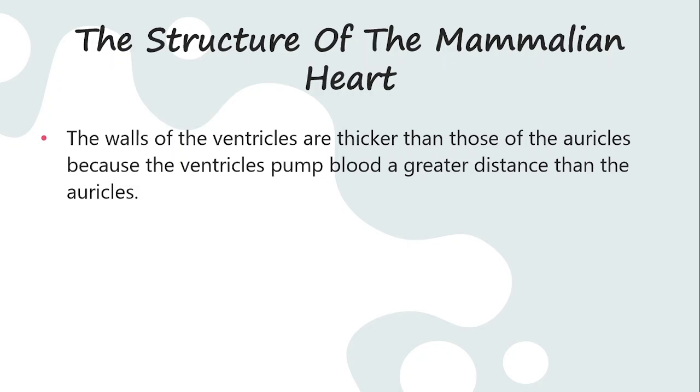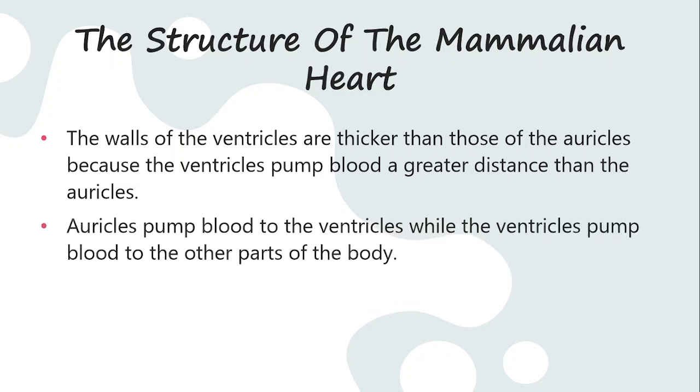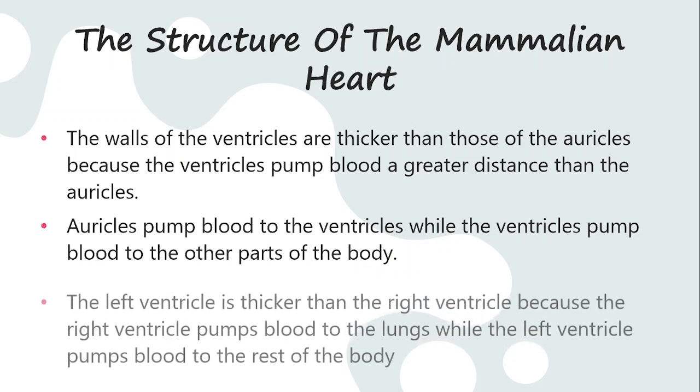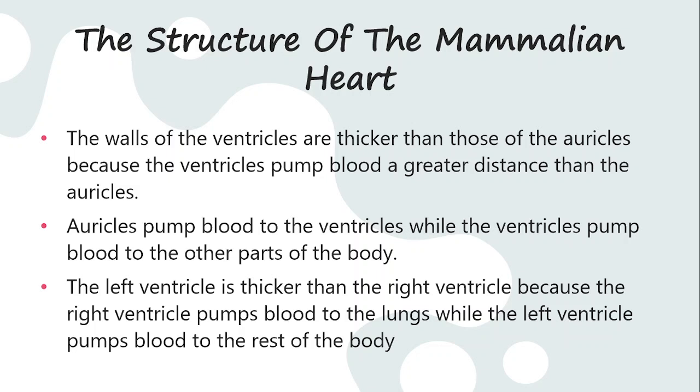I mean, the auricles are at the top, the ventricles are at the bottom. So the ventricles are the ones that pump blood to a greater distance, so they have these thicker walls. The auricles pump blood to the ventricles, while the ventricles pump the blood to other parts of the body. The left ventricle is thicker than the right ventricle, because the right ventricle pumps blood to the lungs, while the left ventricle pumps blood to the rest of the body.